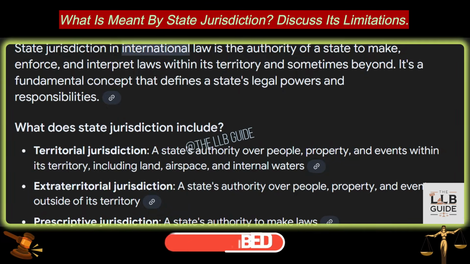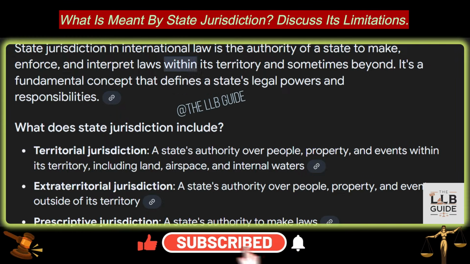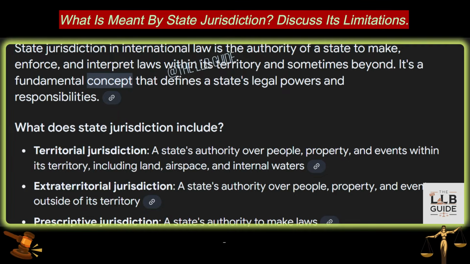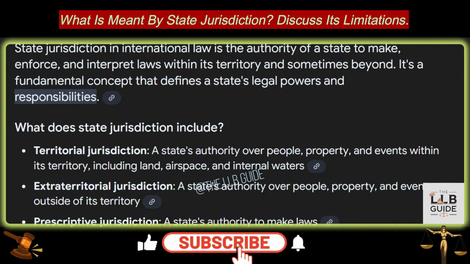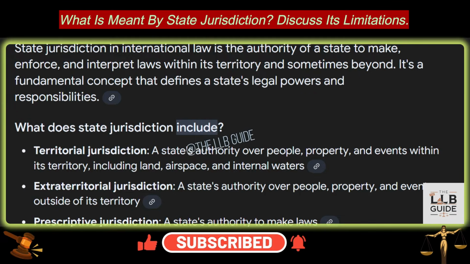State jurisdiction in international law is the authority of a state to make, enforce, and interpret laws within its territory and sometimes beyond. It's a fundamental concept that defines a state's legal powers and responsibilities. What does state jurisdiction include?